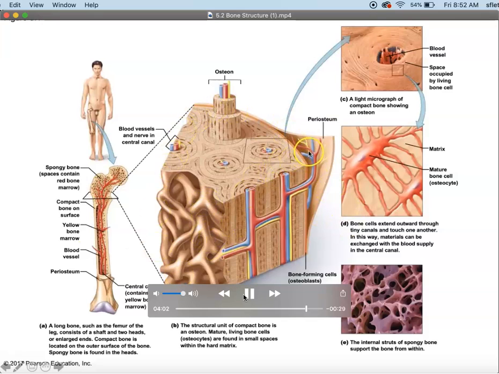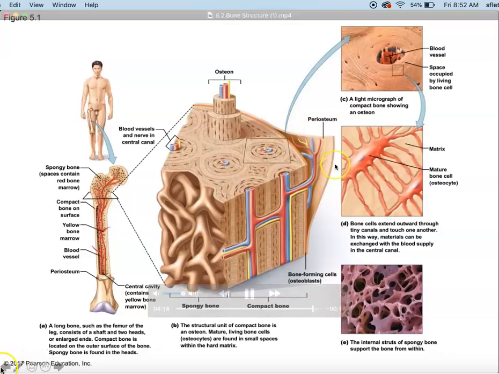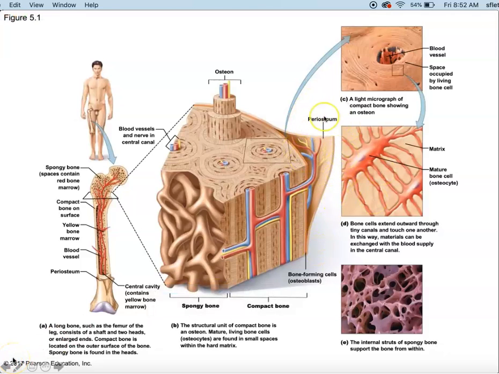It shows up close and personal all of these nerve fibers in yellow and these blood vessels in blue and red, indicating the blood vessels that are going to be found in that periosteum. Again, this is the region that I said might be bruised or damaged. That can cause quite a bit of pain. So spend a little bit of time with figure 5.1 to review bone structure and function.